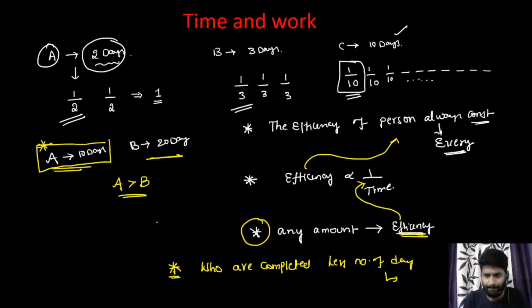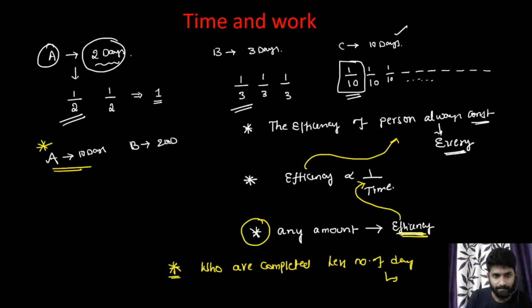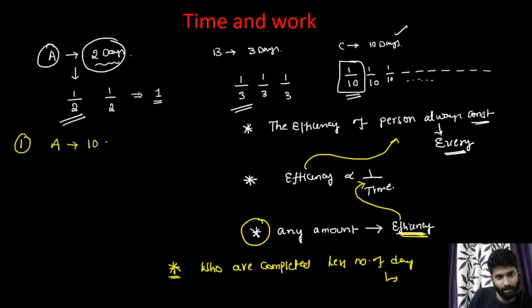Now see, guys, so these are the points we just learned up to. For example, if A can complete the work in 10 days, and B can complete the work in 20 days, here my question: if both are working together, how many days does it take for the whole work to be completed?